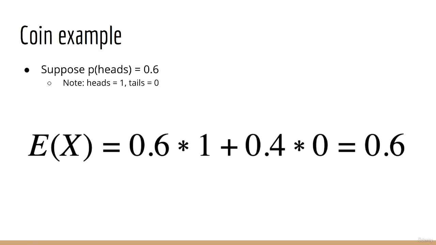As a simple example, we can return to our coin example. If we have a biased coin so that the probability of heads is 0.6, then the expected value becomes 0.6 times 1 plus 0.4 times 0, which is 0.6. Because the probability of 1 is now a little higher than the probability of 0, the expected value also becomes a little higher.